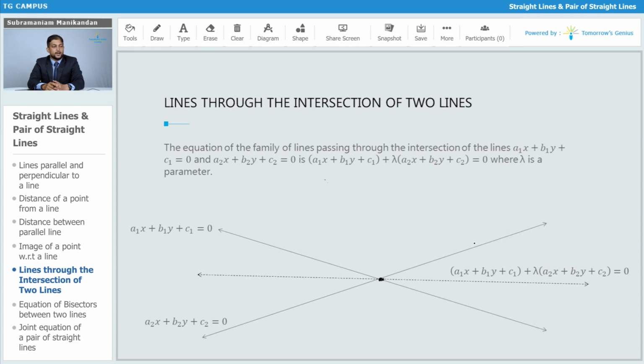Now how do I find the equation of the dotted line? Of course, for that we require an additional condition, but then it is possible to find the general structure of this line. If we know one more geometrical condition about the dotted line, then we can definitely write down its equation. But to start off, we can say that the equation of the dotted line will be of the form a1x plus b1y plus c1 plus lambda into a2x plus b2y plus c2 is equal to 0.